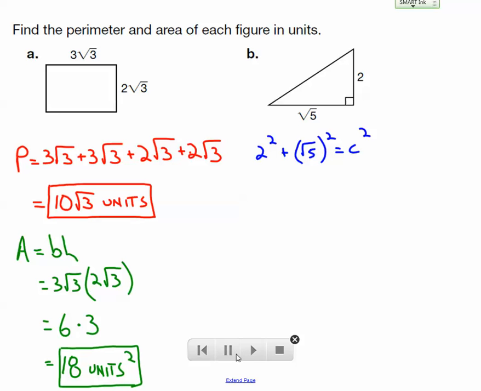Okay, 2 squared is 4. Square root of 5 squared is 5. Add them together, you get 9. You take the square root, you get 3. So we got lucky here. It turned out to be a rational side length here, but the hypotenuse is 3.